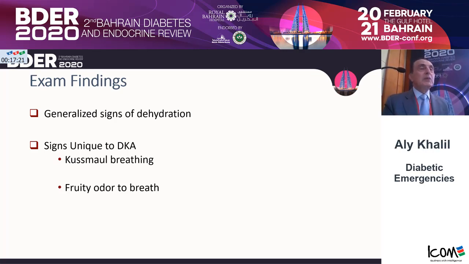In CNS disease, when you see a patient breathing and then they stop, this is Cheyne-Stokes breathing. When they breathe deeply and continuously, this is Kussmaul breathing. This is a point from the clinical perspective that will help you differentiate between the two. Another characteristic is a fruity odor to the breath. Why is this happening?